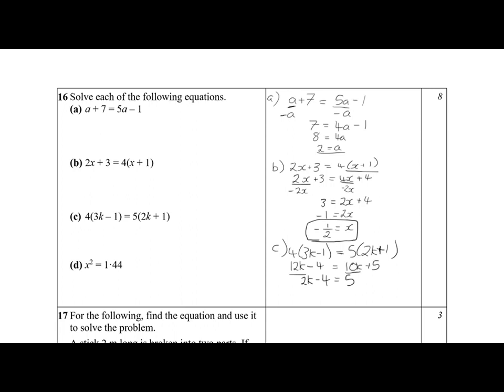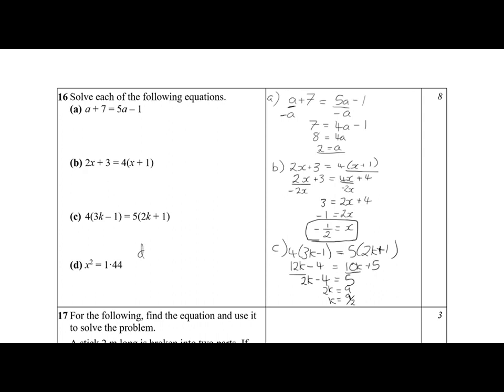Positive 5, but we don't really need to write the plus anymore, so I'll just leave that out for now. Okay, so we add the 4. 2k is equal to 9. Divide by 2, k is equal to 9 over 2. So again, don't need to worry about decimals, they don't matter.